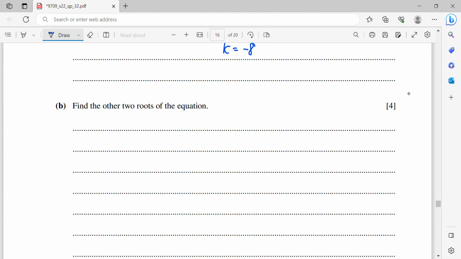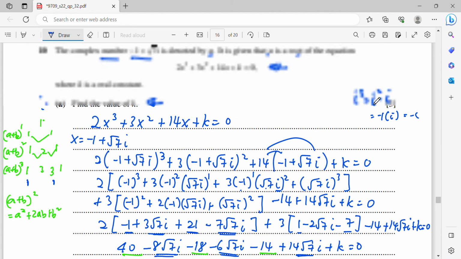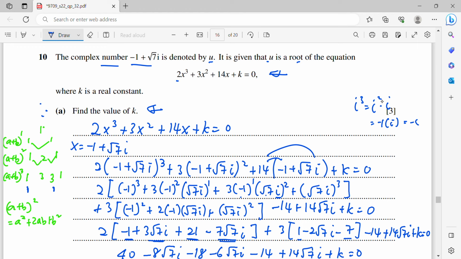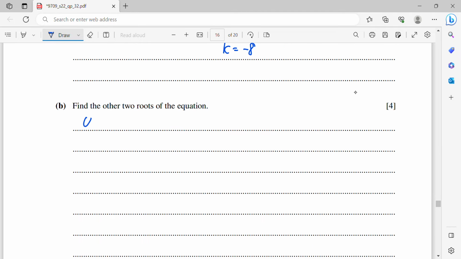Now, B, find the other two roots of the equation. So when you look at the question, we will find that the coefficients are all constants. Means that you will have a conjugate for the root. You will have another root as the conjugate of this u. So my conjugate is going to be minus 1 minus square root 7i. So now my u1 is minus 1 plus square root 7i. Then my u2 is going to be minus 1 minus square root 7i. So this u2 is the other root.